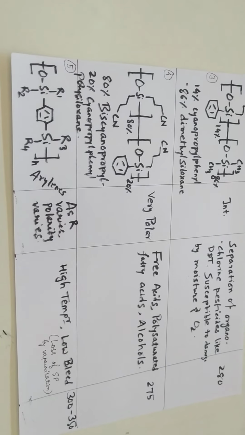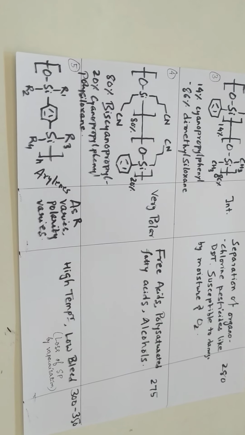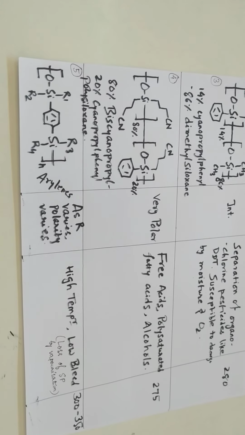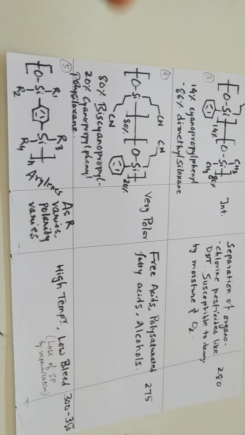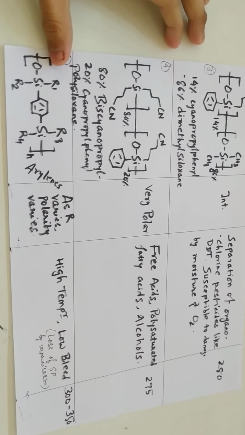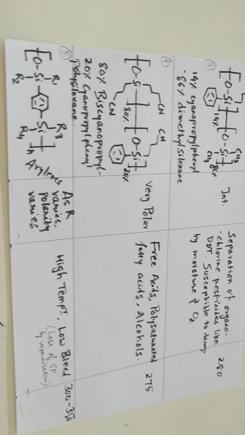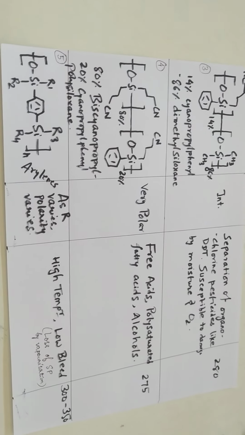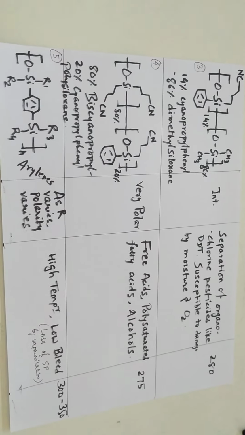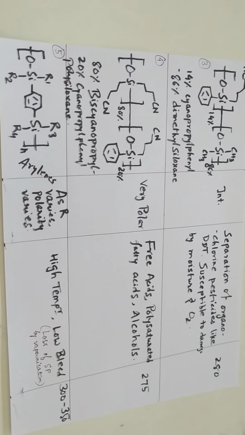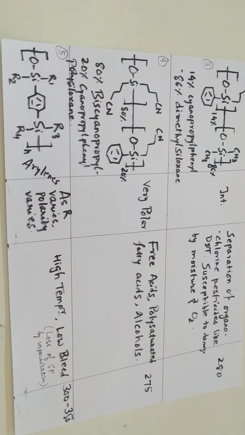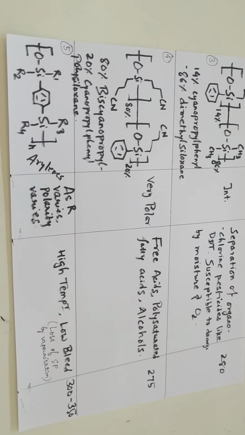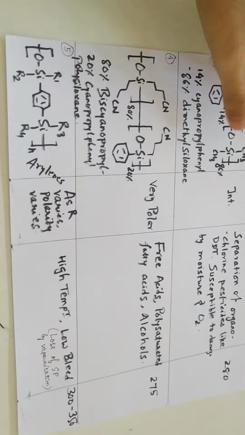The fifth type is of arylenes. Here R1, R2, R3, and R4 are alkyl groups, or this can be aryl groups also, and the polarity varies as the R groups vary. It is used at high temperatures, and it is of low bleed type, that is, loss of stationary phase which is bleeding in the column. Bleeding in the column means the loss of stationary phase by vaporization. So here this process is quite low, therefore it is useful, and the maximum temperature is 300 to 350 degrees Celsius.